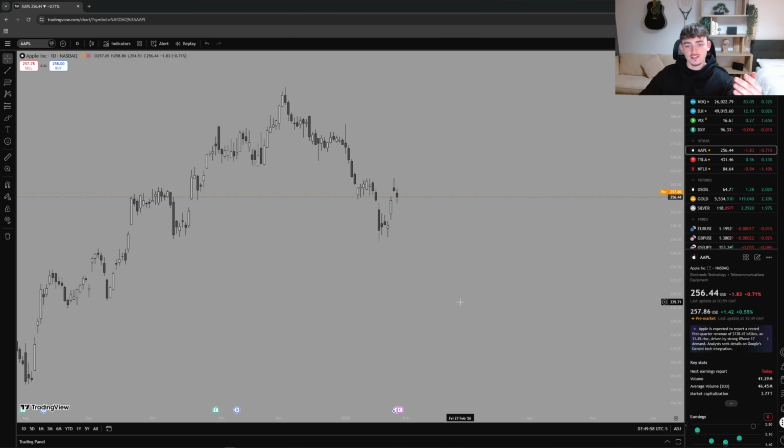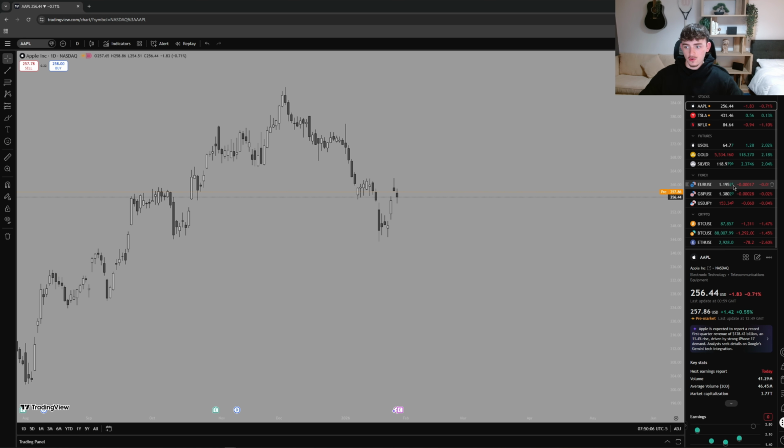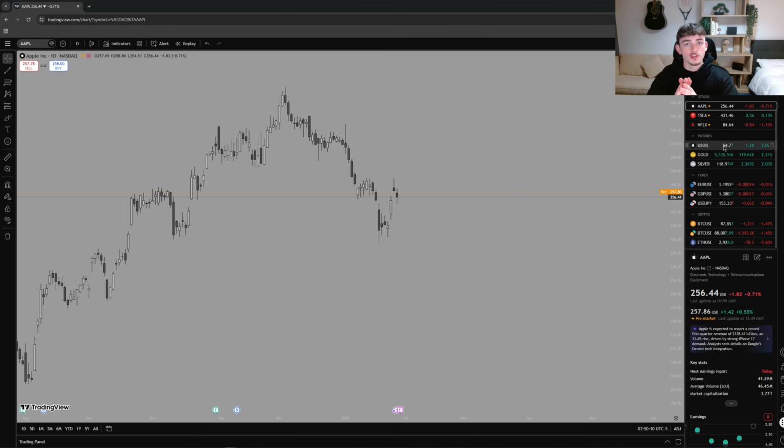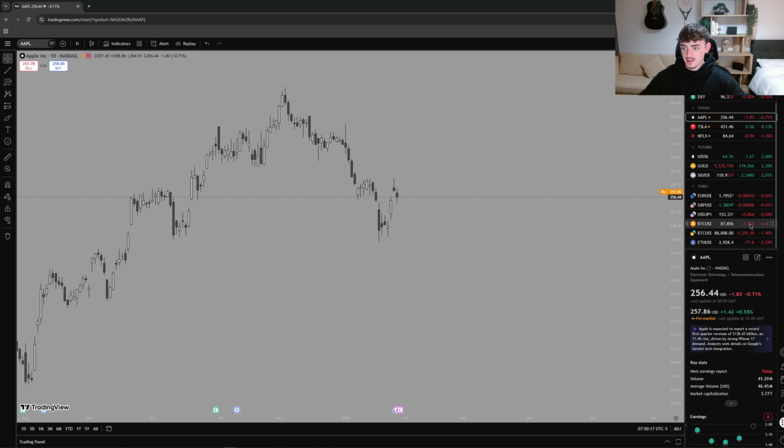Okay, so once we have this chart, what do we have here? This is the list of basically things you can trade. So you have stocks, futures, forex, crypto, and indices. Now we're only going to be using futures with this. So we're going to be trading futures. So let's get rid of all of these.